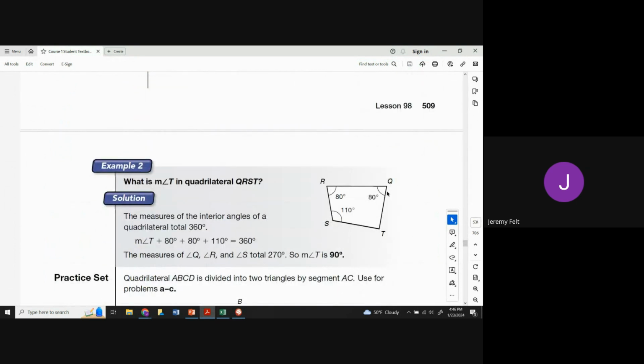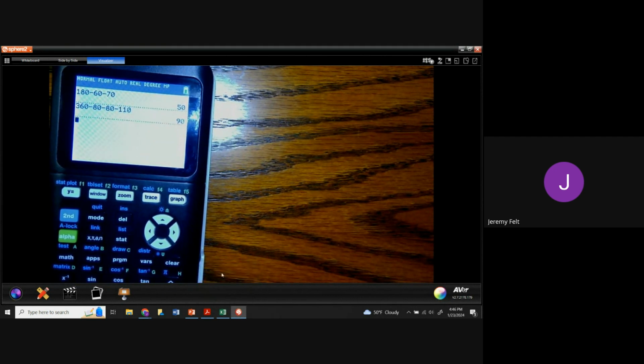Quadrilateral, again, 80, 80, 110, and what? Well, it's got to add up to 360 minus 80 minus 80 minus 110. And that fourth angle has to be 90 degrees.